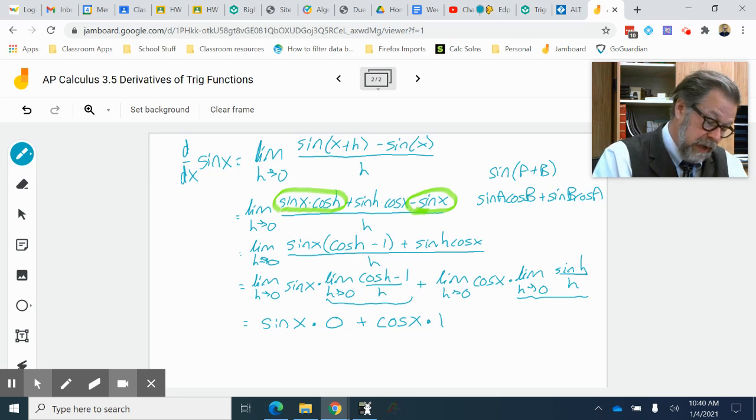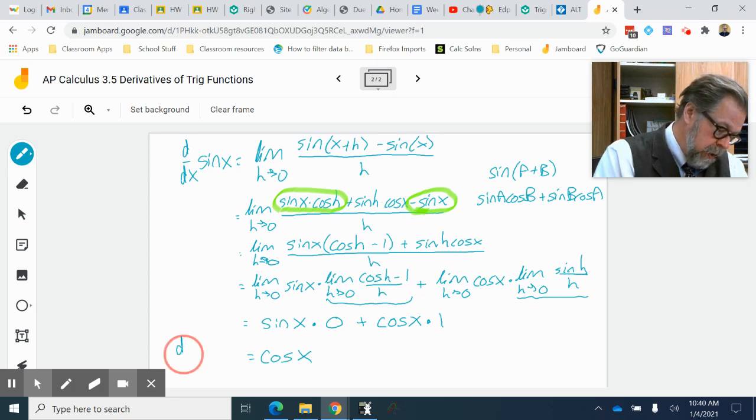Well, sine of x times 0 is 0. Cosine of x times 1 is cosine of x. And what we have in fact proved now is that the derivative of sine is equal to cosine.